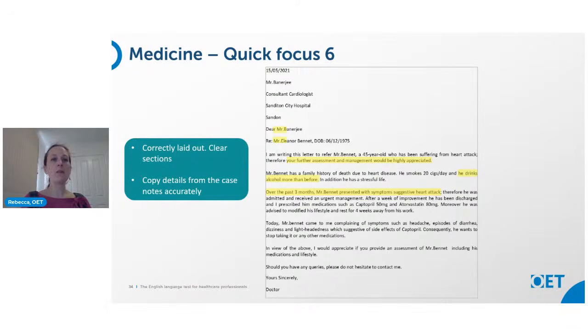These are all examples of what candidates tend to refer to as template sentences, and they stand out in this letter for being used inappropriately, such as the one that I have just mentioned.